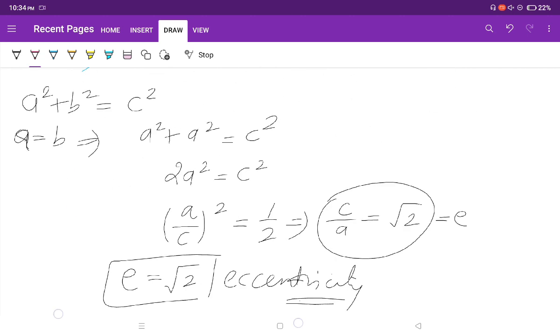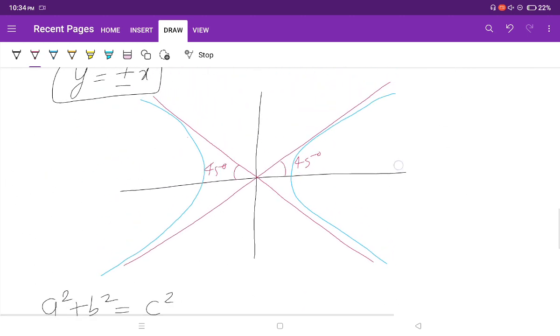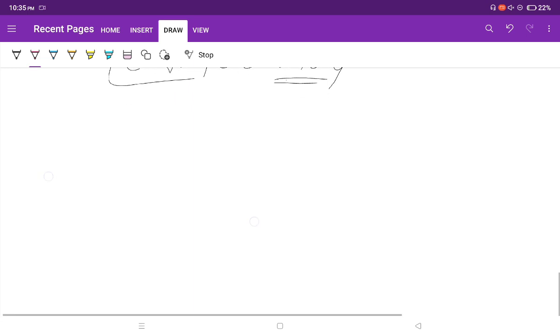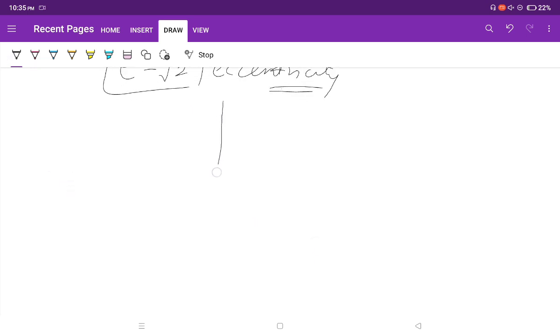Now there is another interesting fact here. This is the x-axis, this is the y-axis. Now if I rotate its axes, this is the transverse axis and this is the conjugate axis, right? Now if I rotate these axes by 45 degrees counterclockwise, what is the shape I will get? I will get such a kind of shape.